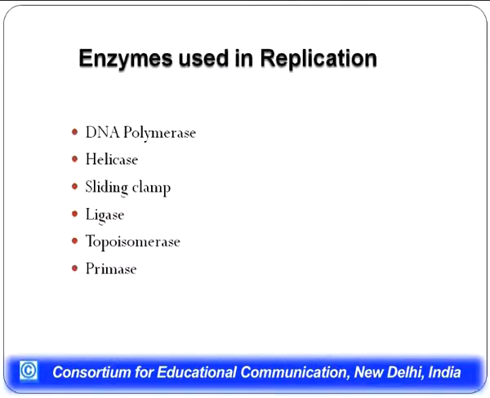Now, I will be focusing more on the enzymes which are used in replication. There is a series of enzymes which are required for effective replication to take place. The first among them is DNA polymerase, which is the essential enzyme which will bring about replication of DNA, and all the other enzymes help DNA polymerase in carrying out this reaction. The other enzymes are namely helicase, sliding clamp, ligase, topoisomerase and primase.